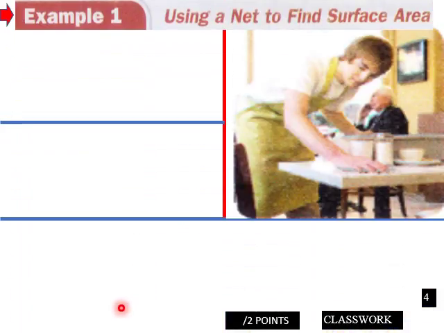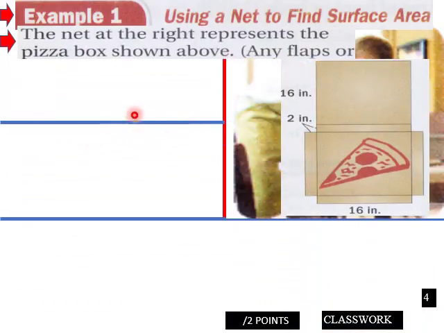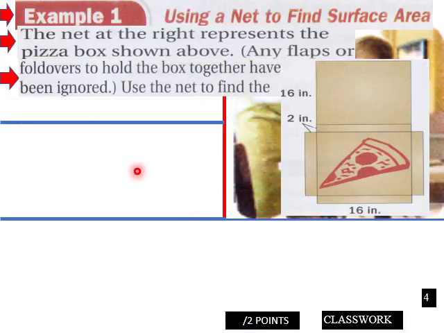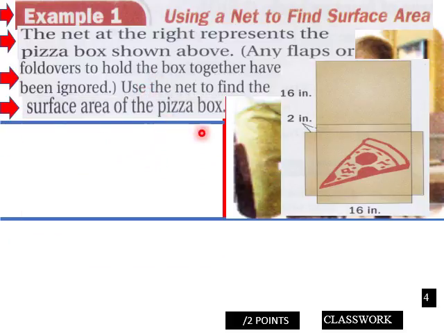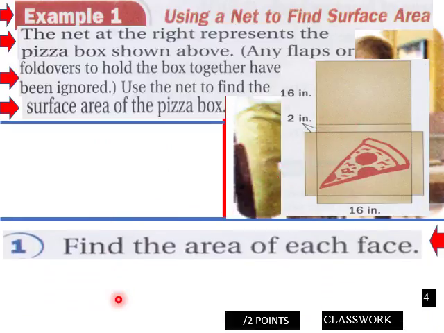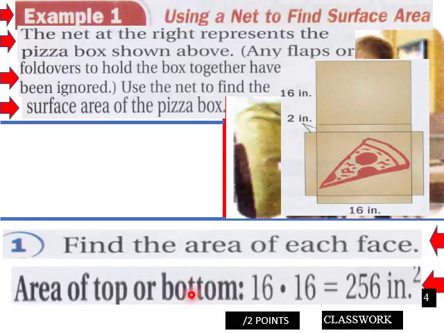Let's go into an example here. Example 1, using the net to find surface area. Here's our pizza box. So we want to find the surface area here, and that includes flaps and everything else. Use the net to find the surface area of the pizza box. So how would we find the surface area here? So find the area of each face. Area of top or bottom is 16 here. So we have 16 up here. It looks like just 16 here too.